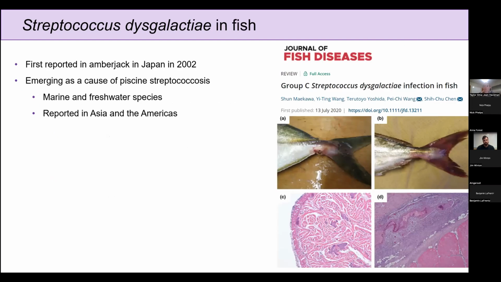Streptococcosis caused by S. dysgalactiae is also an emerging disease. So our versions of piscine streptococcosis are going to be S. iniae and then S. agalactiae, particularly in tilapia. But we're getting increasing reports of these atypical causes, including group C Streptococcus dysgalactiae infections. It was first reported in 2002 and has since been popping up in both fresh and marine water, cultured and wild species, primarily in Asia and then in the Americas.